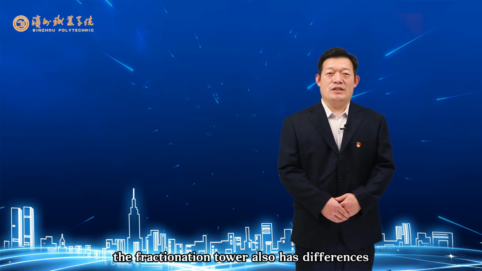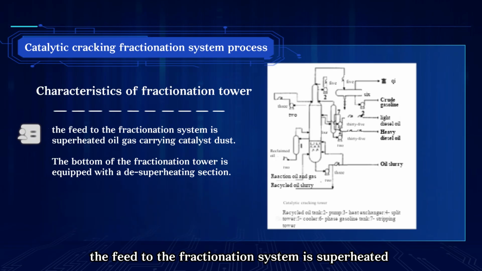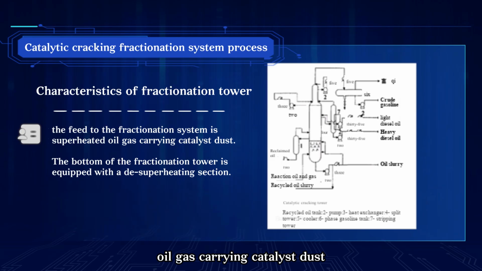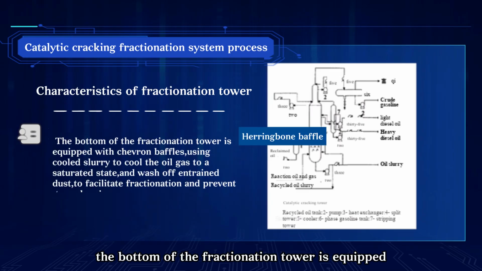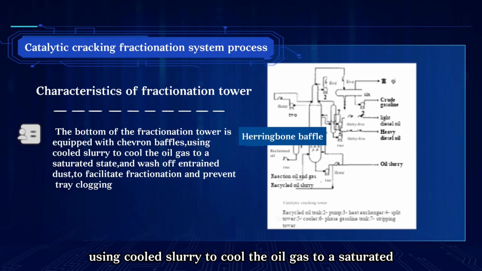However, the fractionation tower also has differences from the atmospheric tower. First, the feed to the fractionation system is superheated oil gas carrying catalyst dust. The bottom of the fractionation tower is equipped with a desuperheating section. Second, the bottom of the fractionation tower is equipped with herringbone baffles, using cooled slurry to cool the oil gas to a saturated state and wash off entrained dust to facilitate fractionation and prevent tray clogging.